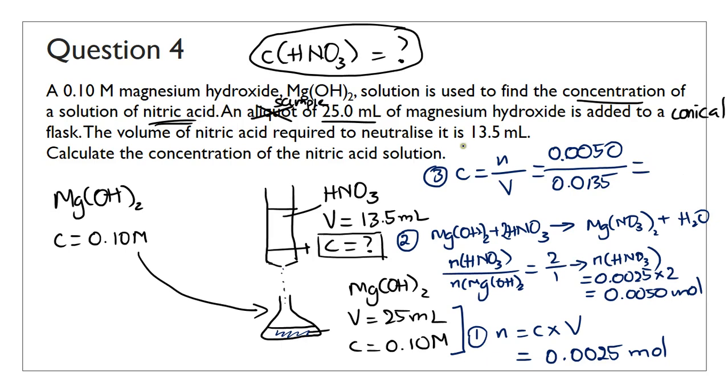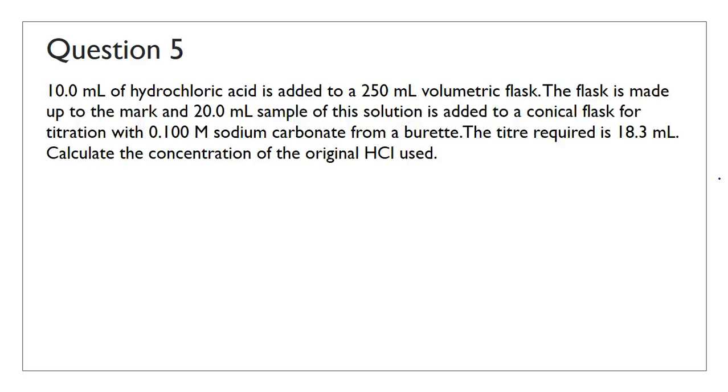All right, so I have 0.37, I'm going with 2 civic this time because that's 2 civic. So the final answer, 0.37 mole per liter is the concentration of nitric acid in this solution. All right, so you can do 5 yourself.